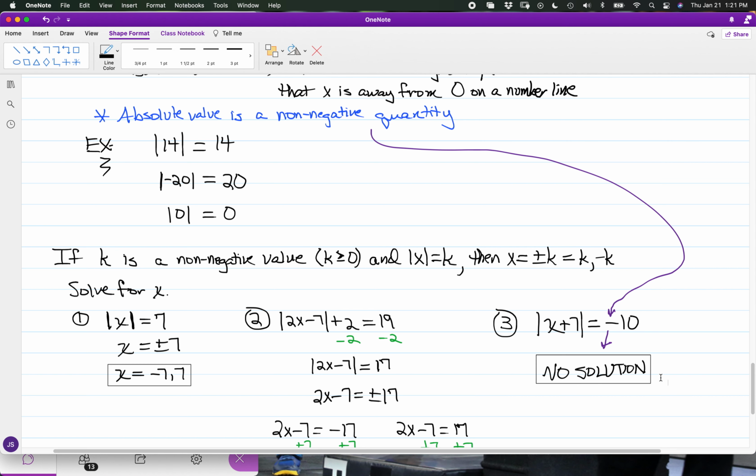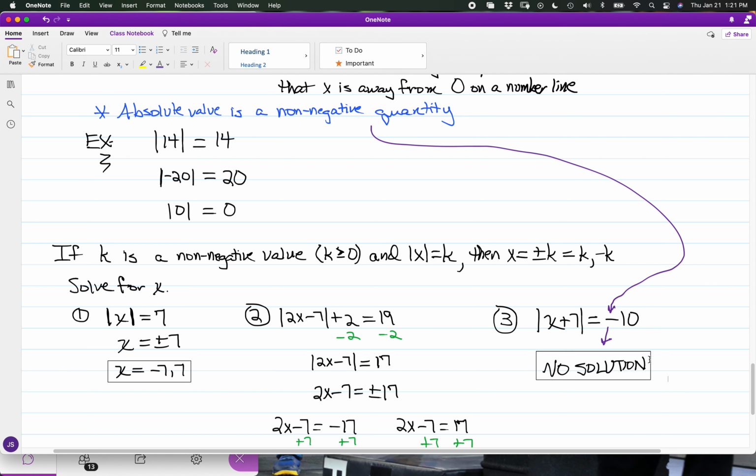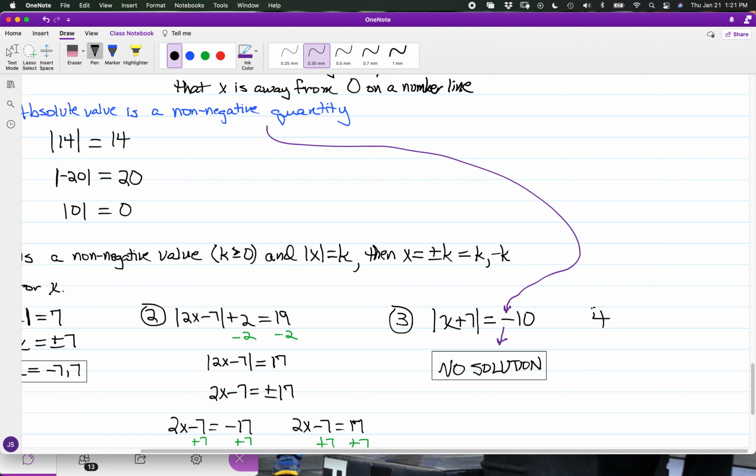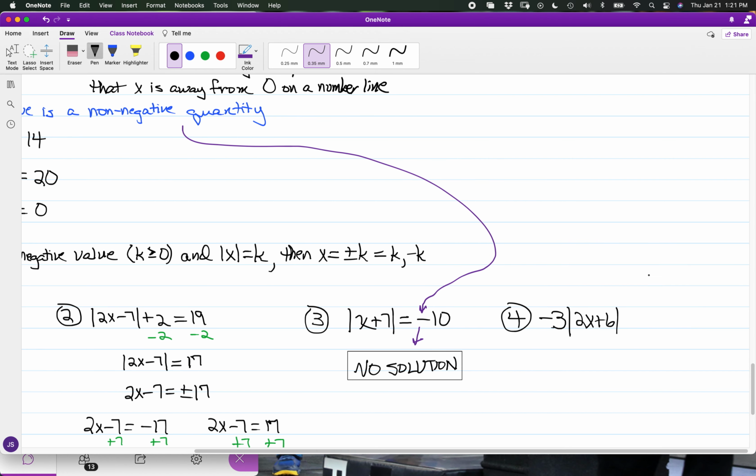And that is if you have the absolute value expression isolated and you're trying to say that k is a negative quantity, well, k cannot be negative, so automatically there is no solution. And just a little different type of problem: if we have negative 3 times the absolute value of 2x plus 6, and say we have plus 6 is equal to negative 24.